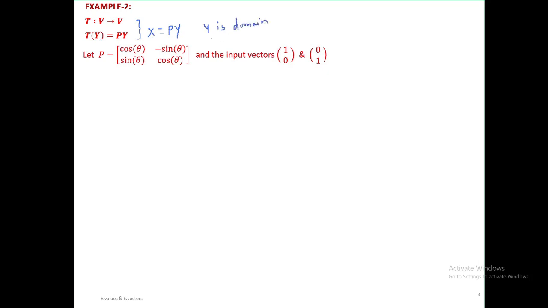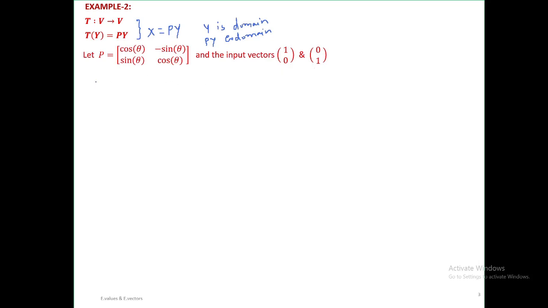Okay, and P into y is the codomain vector, like this. So the vectors are transforming such that it preserves the angles between the two vectors, and it preserves the lengths also. Particularly for this transformation, this matrix, and these inputs, two vectors v1 bar and v2 bar. Now let us find out how it goes on.